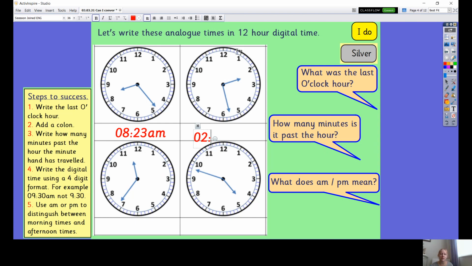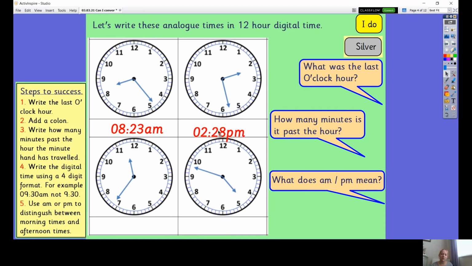Then I'm going to write how many minutes passed. So again, I'm going to start up here on the 12 and count round. 5, 10, 15, 20, 25, and then 26, 27, 28 minutes past, I think that is. And I'm going to say that's 2:28 in the afternoon, okay? Because 2:28 AM would be the middle of the night. And I don't reckon I'd be reading the time at 2:28 AM. Hopefully I'm asleep, and if I'm not, then that's not going to be a good night's sleep, is it?